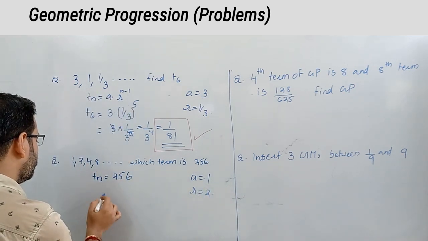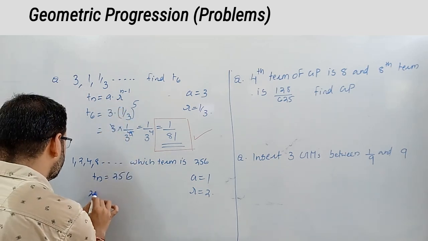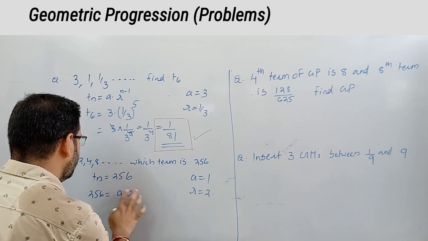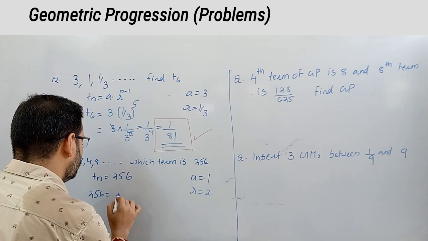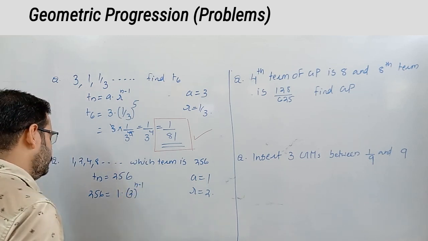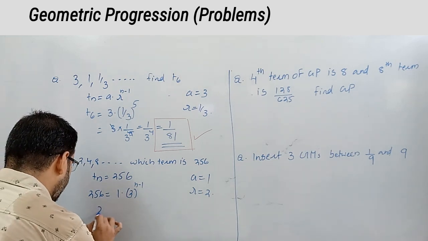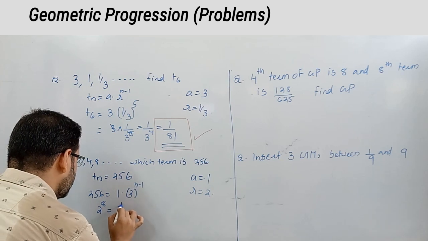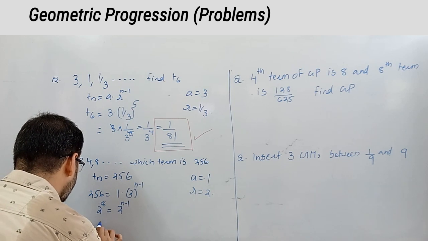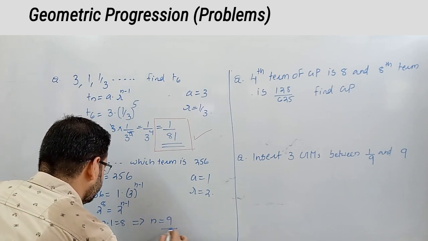Now substituting into the formula for finding Tn, A into R raised to n minus 1. That means 256 equals A into R raised to n minus 1. We know that A equals 1, so 1 into 2 raised to n minus 1. 256 can be written as 2 raised to 8, which is equal to 2 raised to n minus 1. Applying the property of indices, n minus 1 is equal to 8. That implies n is equal to 9.